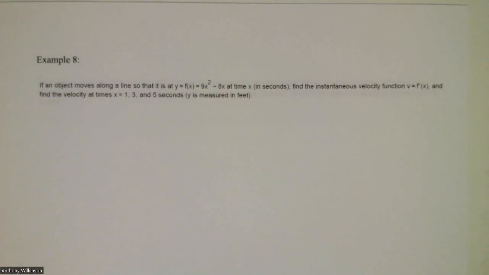All right, here's the next example. An object moves along a line so that y is equal to f of x equals 9x squared minus 8x at time x in seconds. Find the instantaneous velocity, v equals f prime of x, and find the velocity at times x equals 1, 3, and 5 seconds. And here y is going to be measured in feet.